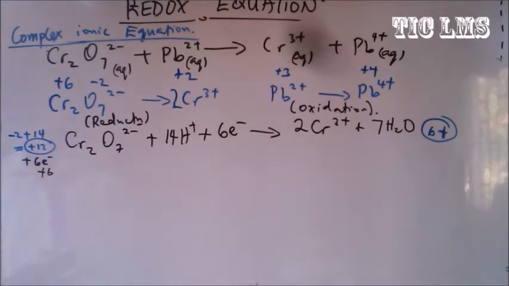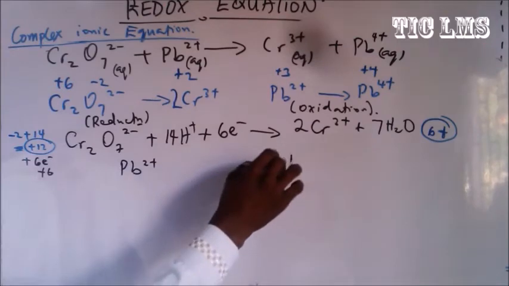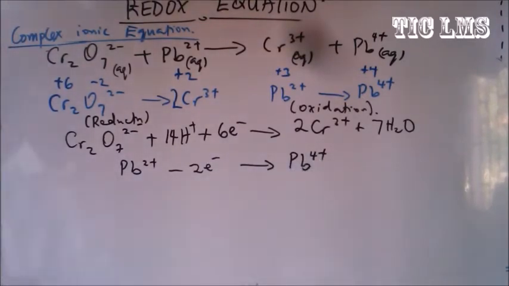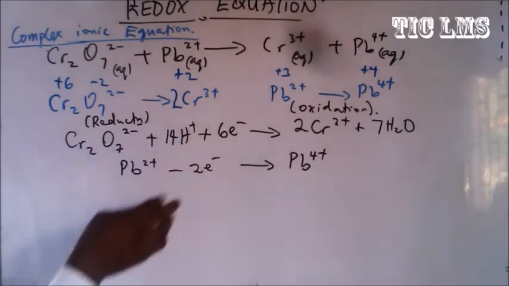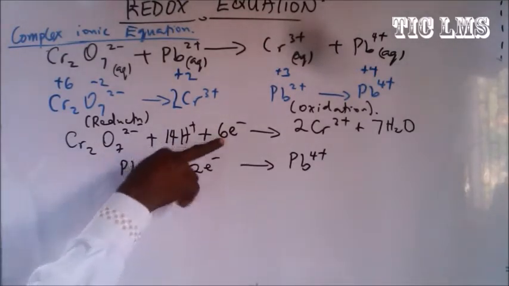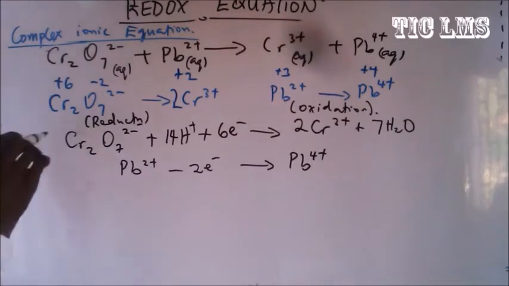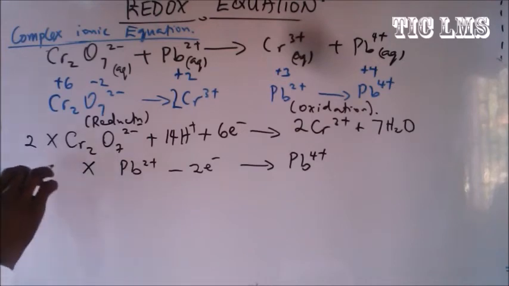Then we go to the oxidation side. We have lead, which has become Pb4 plus, meaning that it has lost 2 electrons. So we have minus 2 electrons lost. Now with that done, this is the oxidation side. Next, we need to balance the electrons, since we have 2 electrons here and we have 6 electrons here. And so to balance the electron on the reduction and the oxidation equation or reaction, we'll multiply the reduction by 2 and multiply the oxidation by 6.